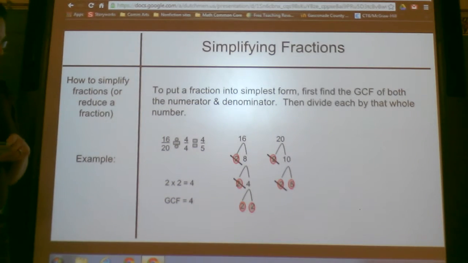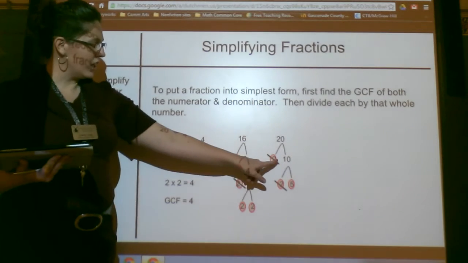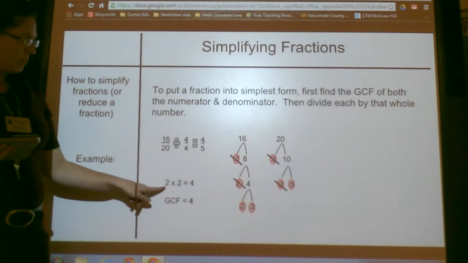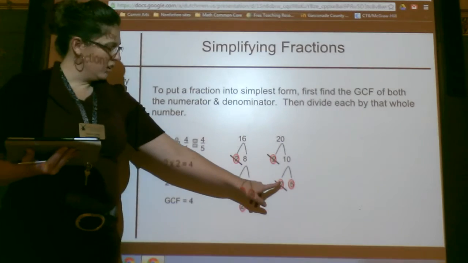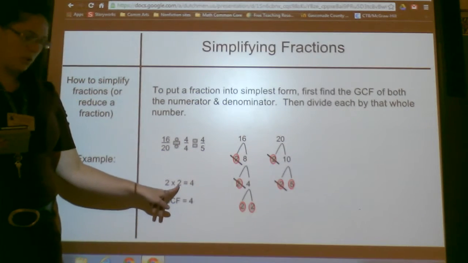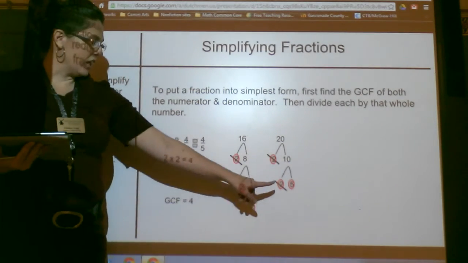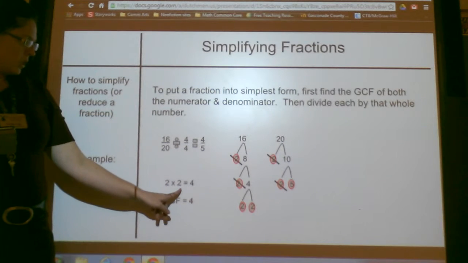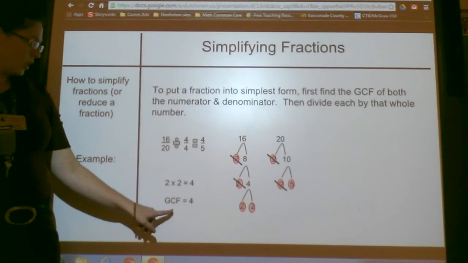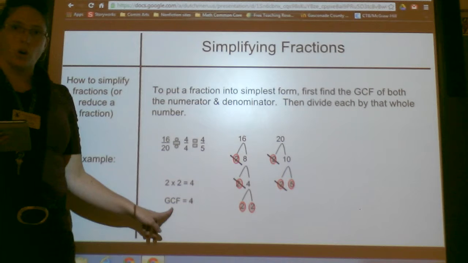Then we look for our matches. We have a 2 here and a 2 here. That's a 2 in common. We have another 2 here and here, so that's another 2 that they have in common. They have nothing else in common, so we multiply 2 times 2. That gives us 4. So our GCF of 16 and 20 is 4.